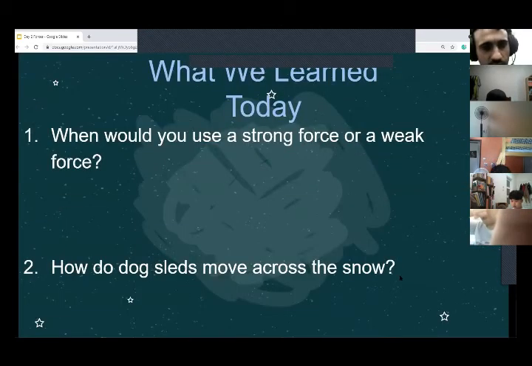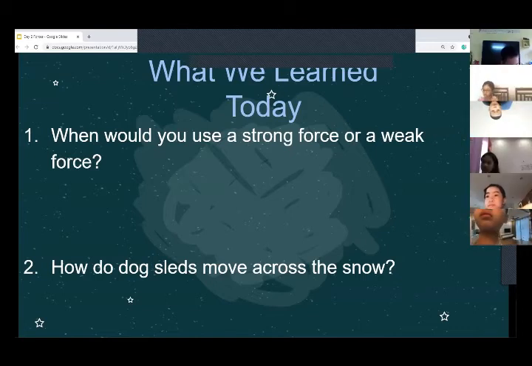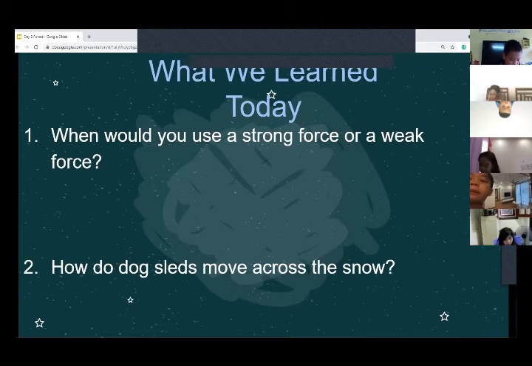Okay. Now, let's go over what we have learned today. When would you use a strong force or a weak force? Susie, when would you use a strong force? We will use a strong force when we move a big object. Very good. And Susie, when would we use a weak force? We use a weak force when we move the lighter object. Those are great answers, Susie. Good job.